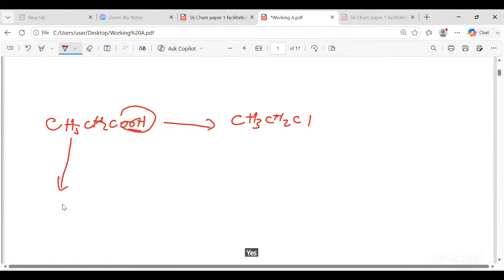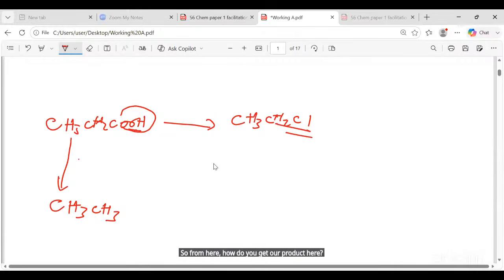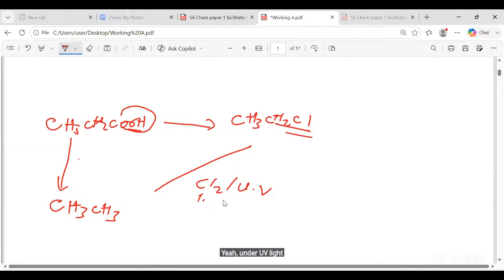What do you get? You can get ethane. Yes? Ethane. When you reduce it by soda lime, you get ethane. Yes. So from here, how do you get our product here? You can add chlorine. Chlorine. Yeah, under UV light. UV light. And then you're getting that.